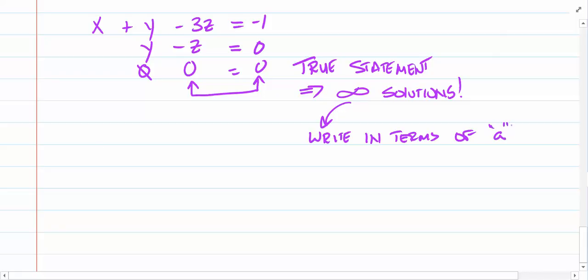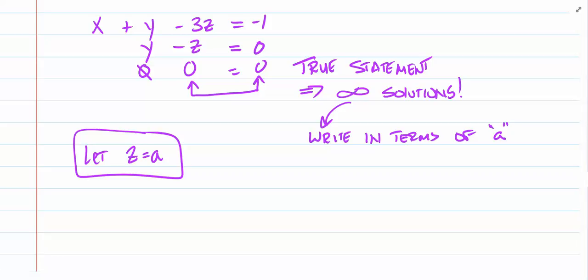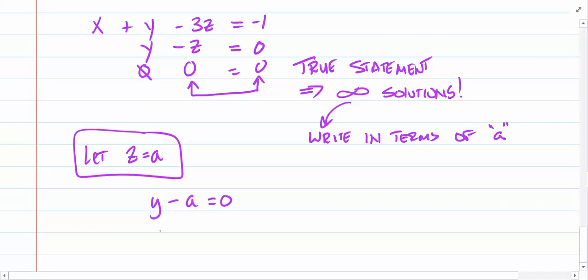Okay, so we're going to let one of the variables, I'm going to let z equal A in this case. Z is going to equal A, since that's the one that I was trying to solve for at the very end there. So if z equals A, then if I use some back substitution, here's what I get. I get y minus A equals 0. So that means that y is also equal to A.